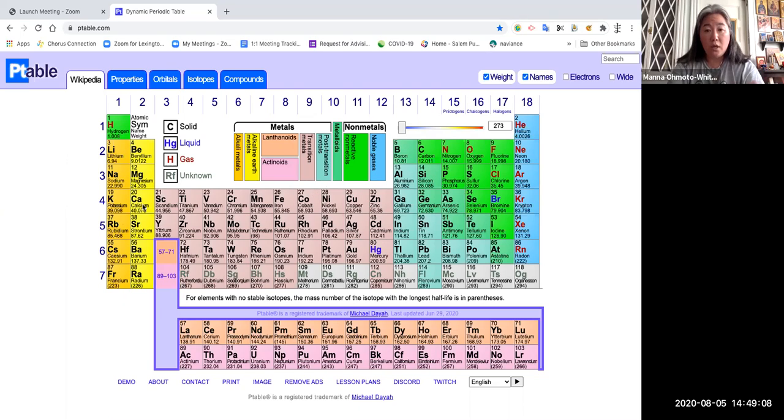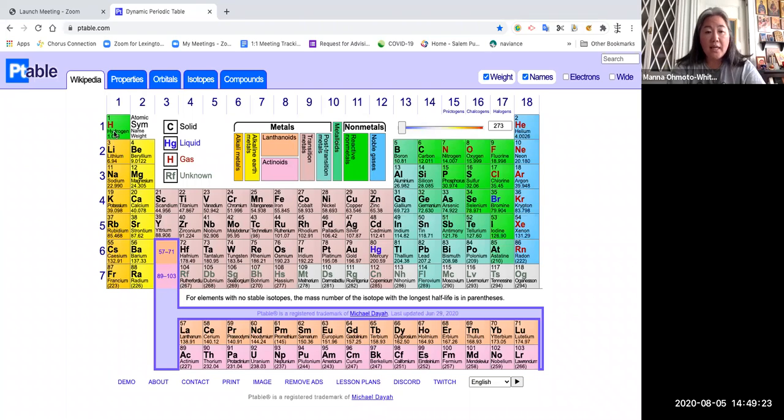Make sure that you can remember those different terms, so that if we refer to them either as families or groups or columns, you know we're talking about the things that go up and down. And anytime we talk about anything within a period, we're talking about something that's in the same row.